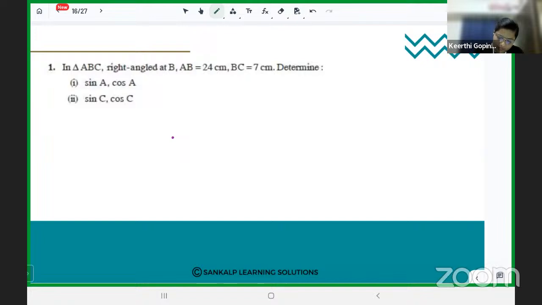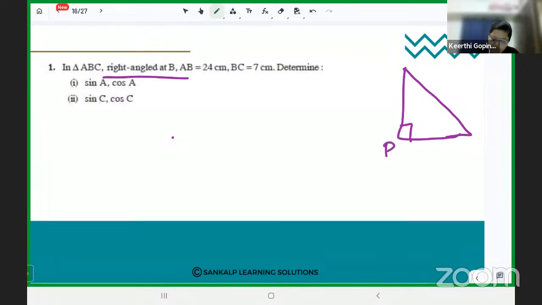So we have to draw, first of all, a right angle triangle, and they have given that it is right angled at B. That is, at B it forms a right angle, so a 90-degree angle should be marked at B. Here you can give it as A and this one as C. AB is equal to 24 centimeter and BC is equal to 7 centimeter.